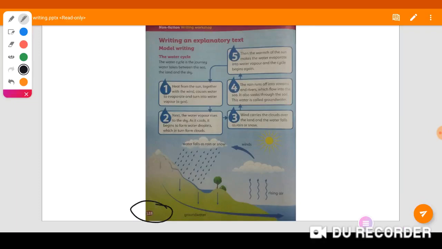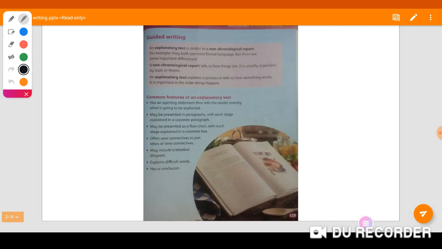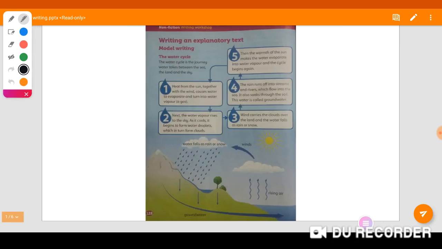It's page 128. In this page we will discuss together the writing that we have in unit 8, which is about an explanatory text. We mentioned before the meaning of explanatory text. Try to remember with me. Okay, on page 129 we have the meaning of the explanatory text, which is to explain something. So in this explanatory text we will explain the water cycle.